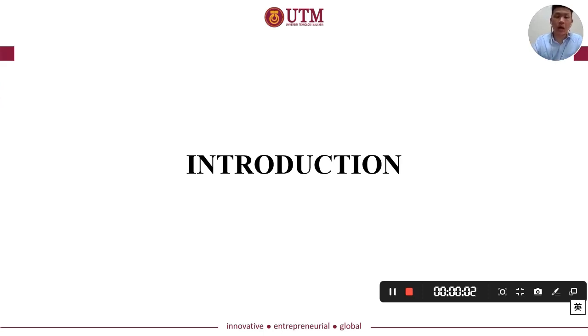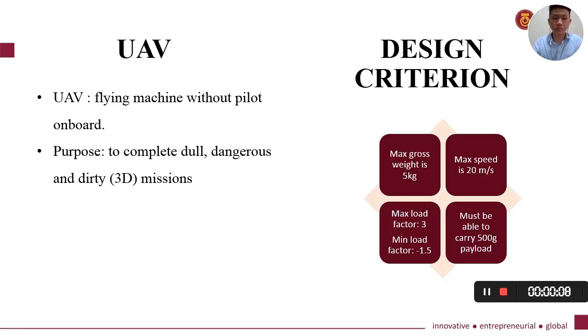Hi, I am Wee. I will start my part with the introduction of this design. First of all, we are designing a UAV, which is a flying machine without a pilot on board. The design criteria are that the maximum ground weight is not more than 5 kg and the maximum speed is not more than 20 meters per second. The maximum load factor is 3 and the minimum load factor is minus 1.5. And our aircraft must be able to carry 500 grams of payload.